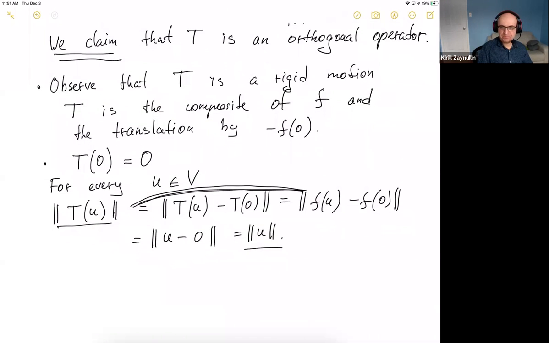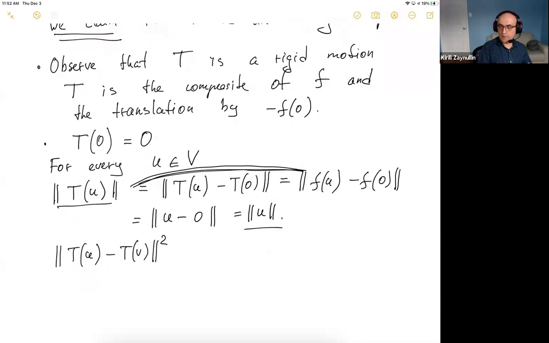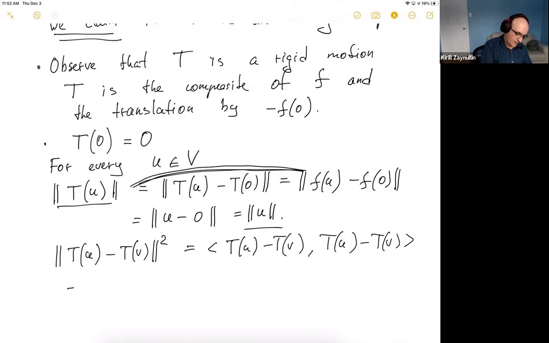Okay, so now, again, we still have to show that t is a linear operator. To do this, let's look at the square of the length of the difference of t of u and t of v, of two vectors. Let's apply standard properties of the inner product, because we know that this is the inner product of t of u minus t of v with t of u minus t of v. And now we can expand it as usual.